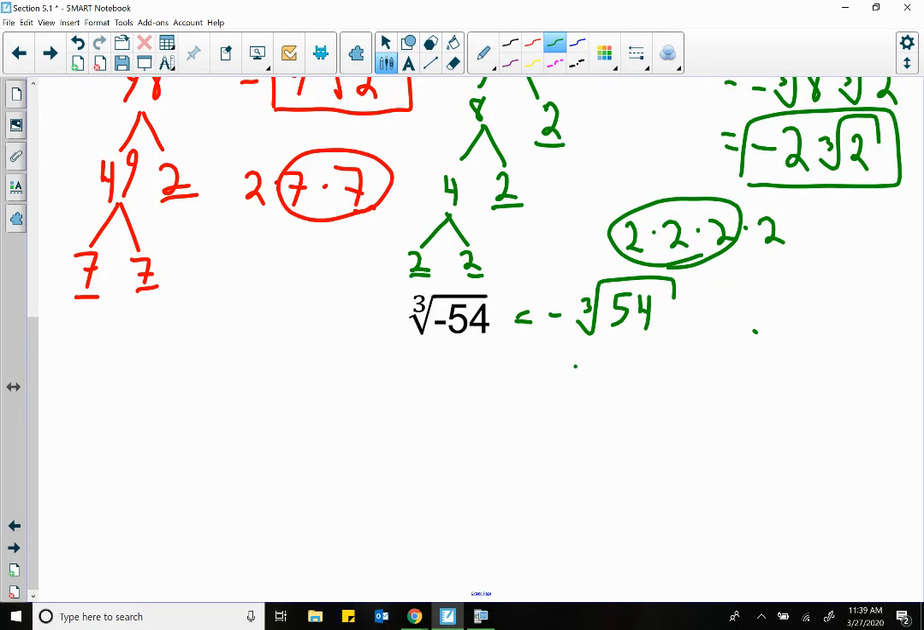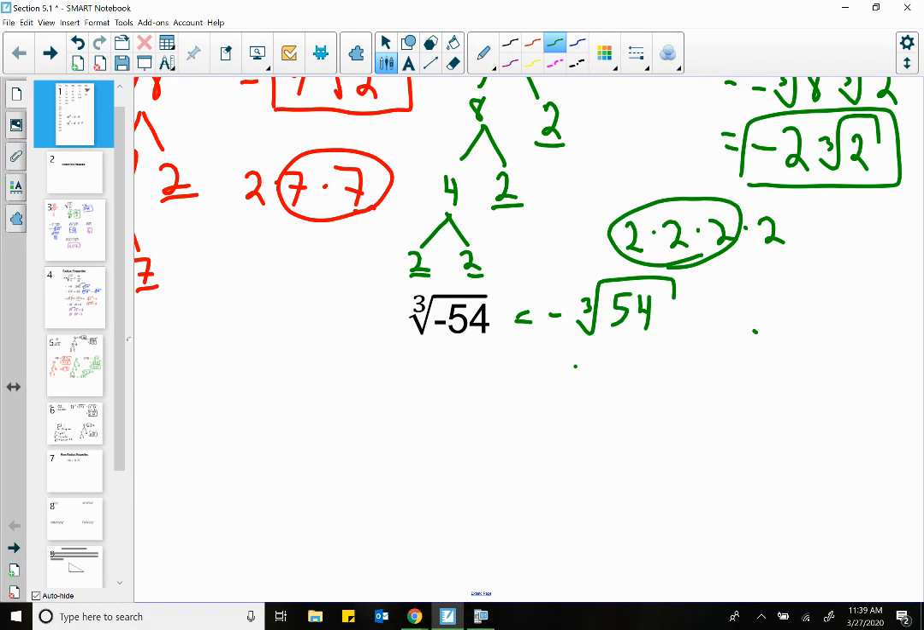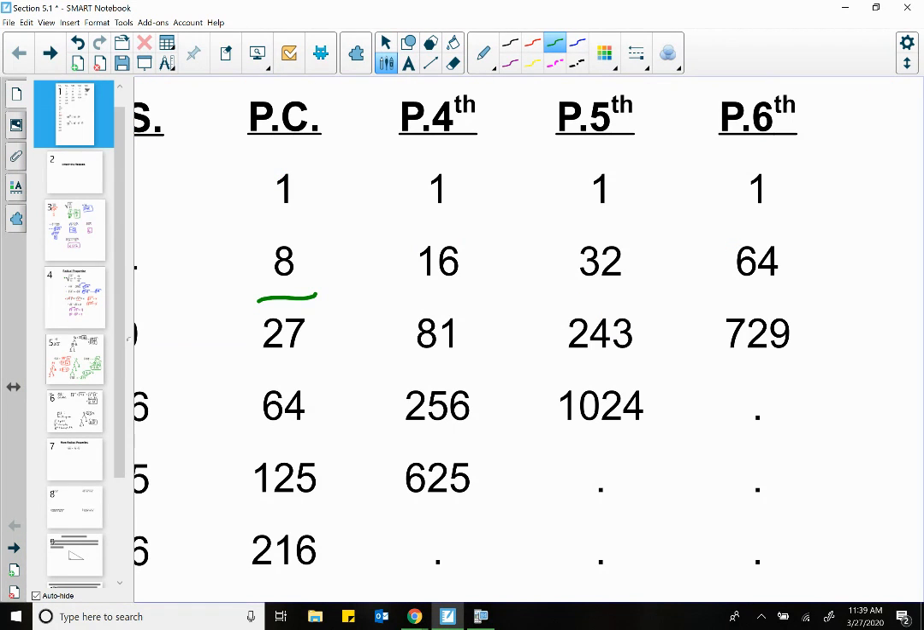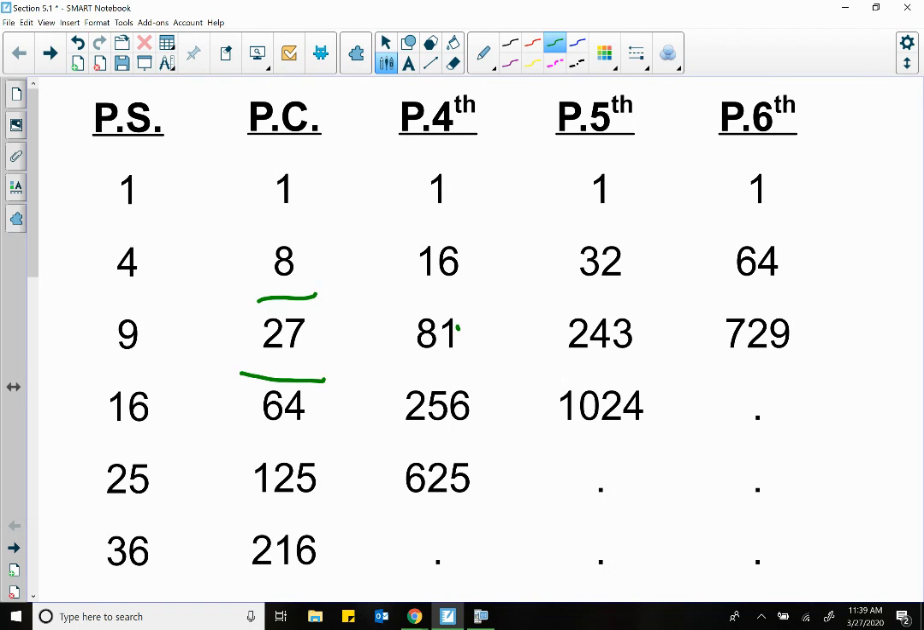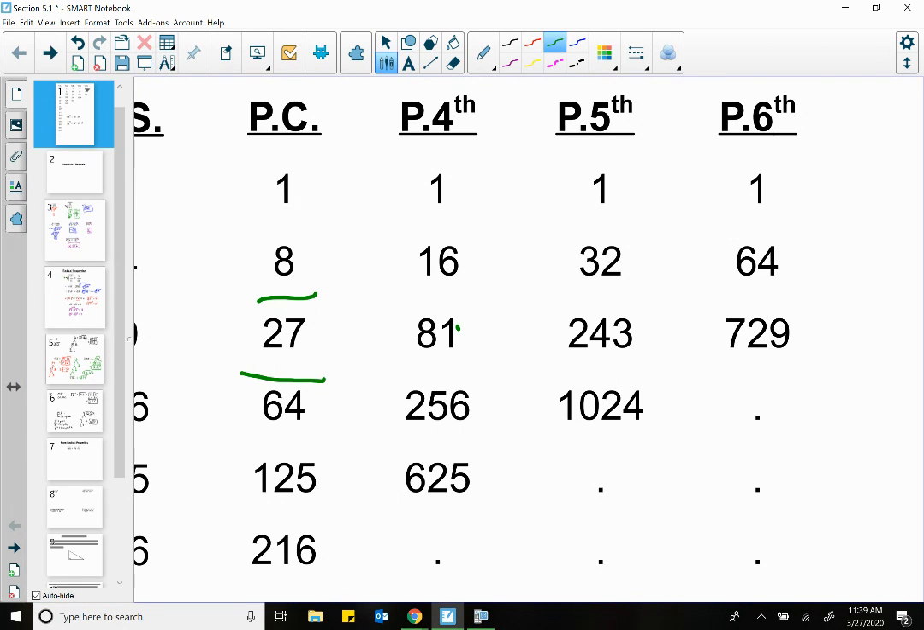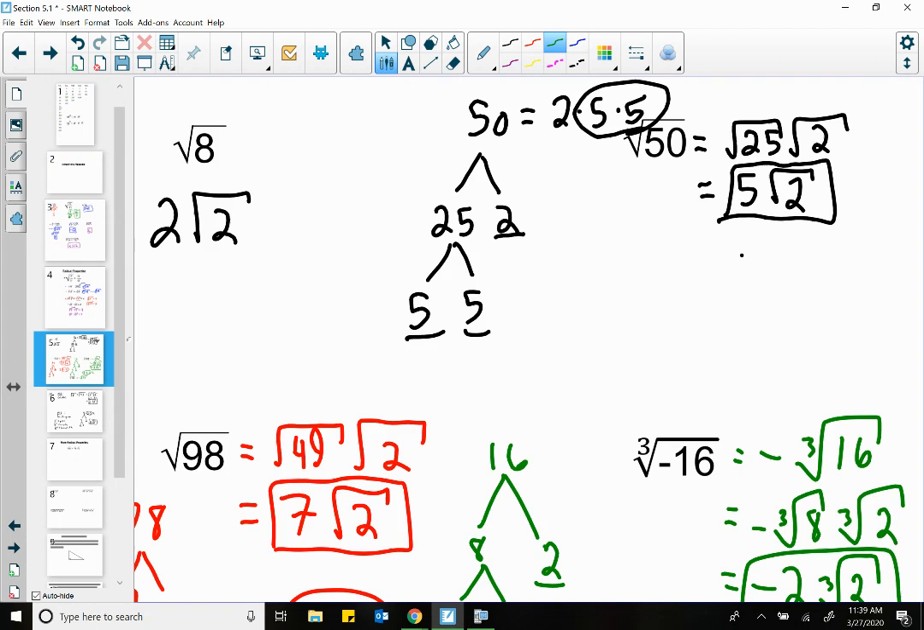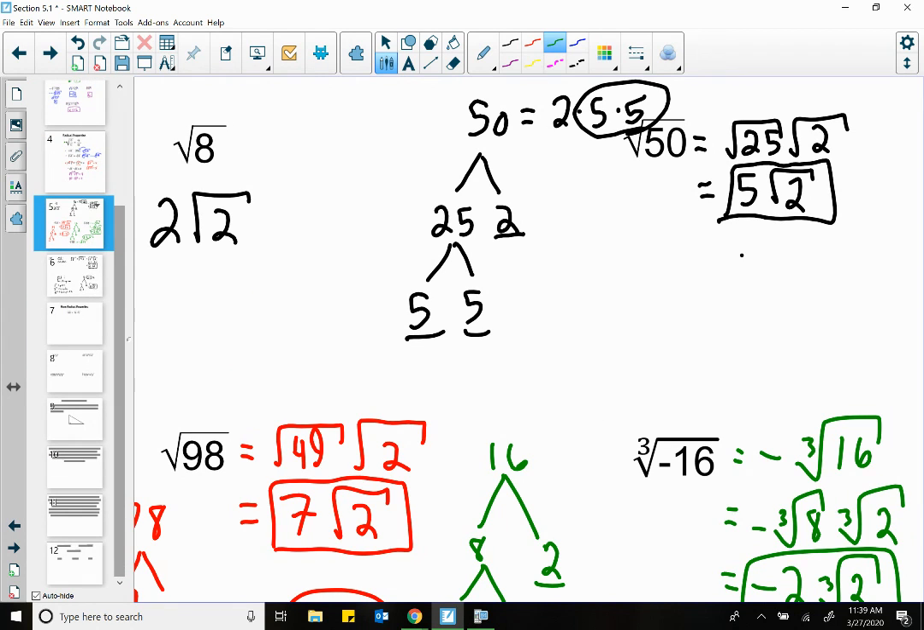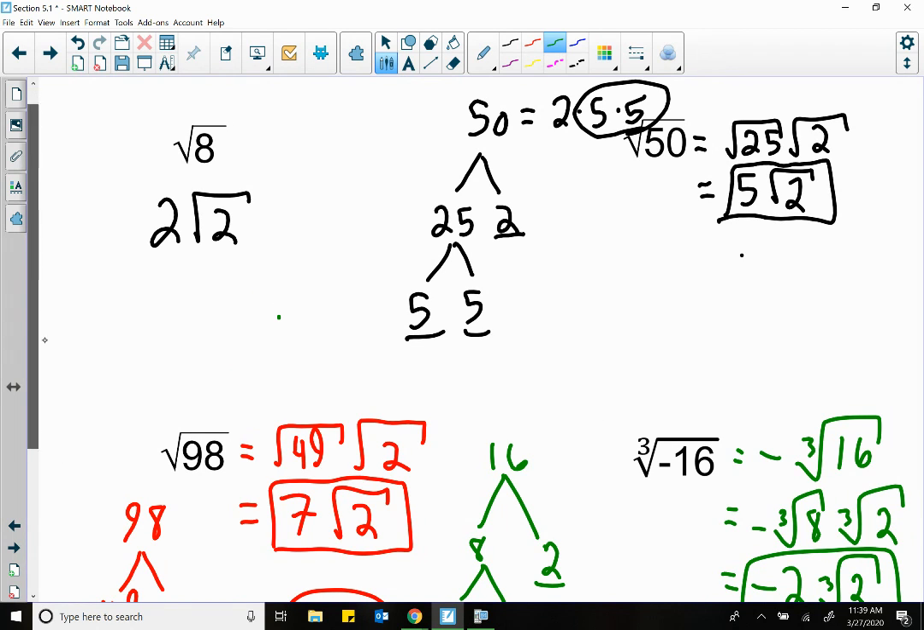54. So if we go back to our list, since it's 54, I'm going to be worried about which number up here, 1, 8, 27, is the biggest that divides it. Again, I don't go to 64 because that's too big. 64 is bigger than 54. Okay? So scroll back down. Expand my page a little bit.